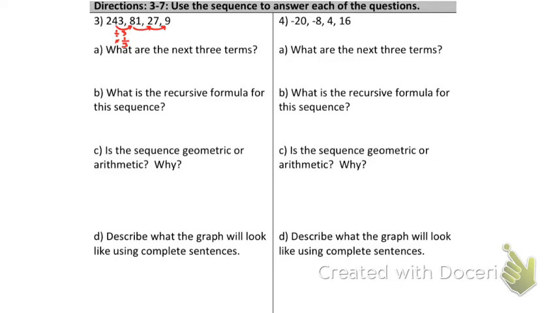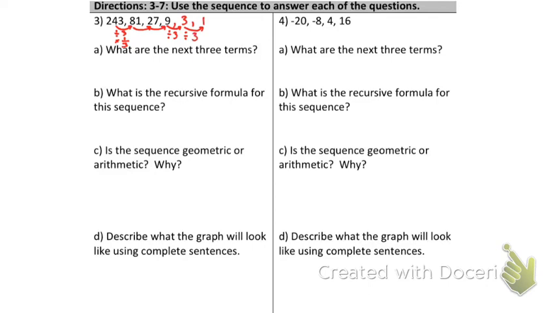Alright, so we divide by 3. The first thing it asks us to do is find the next 3 terms. So guess what? I'm going to take 9 and divide by 3, or multiply by 1/3. If you do that, we should get 3, right? Because we're dividing by 3. Let's do it again. 3 divided by 3, you get 1.